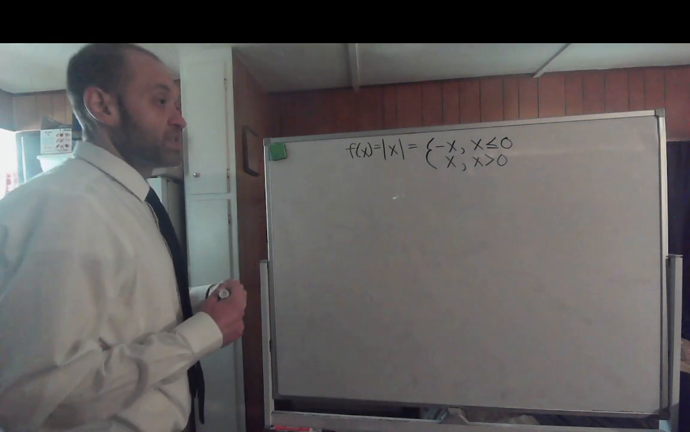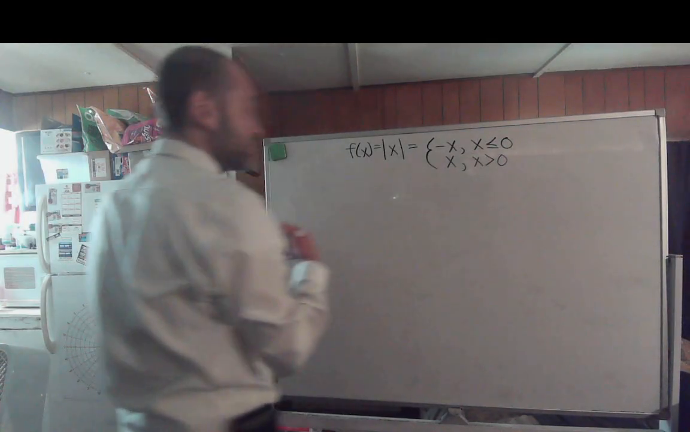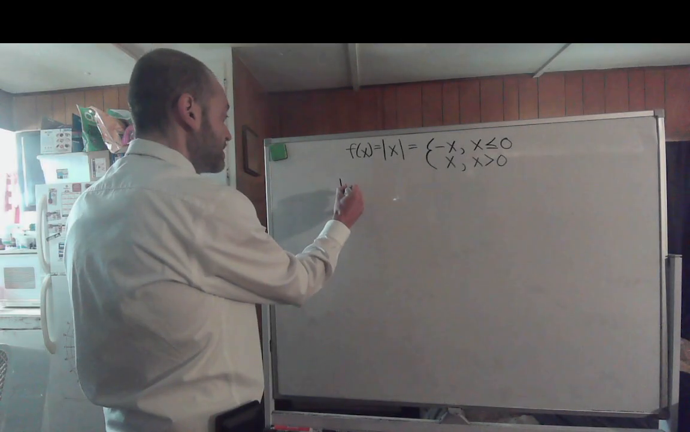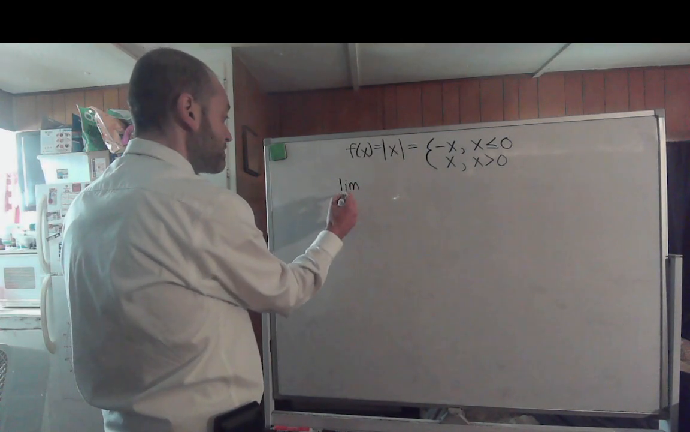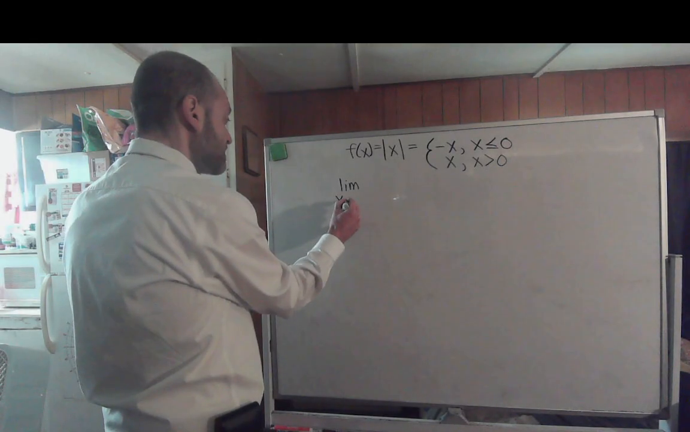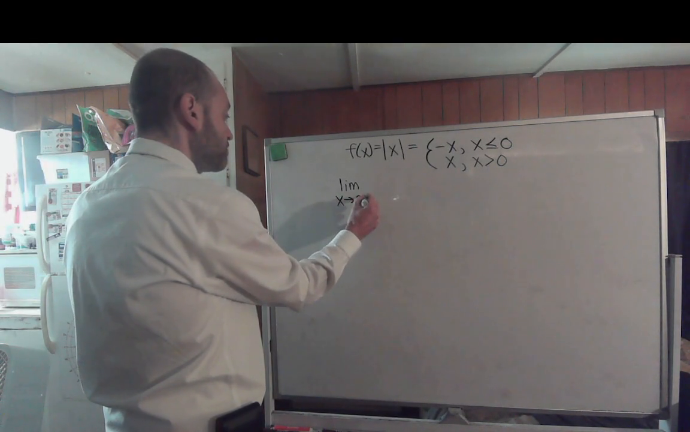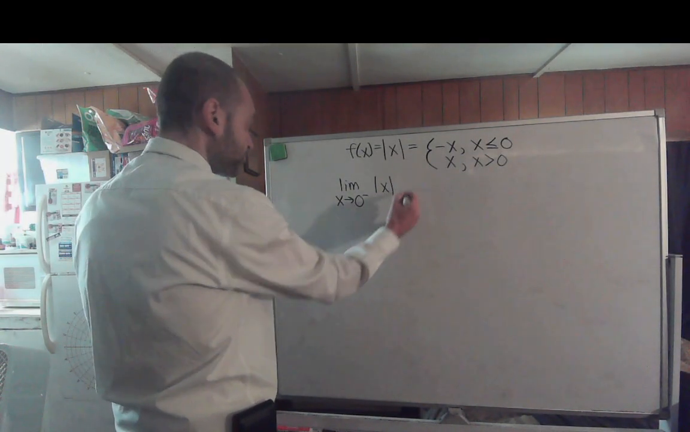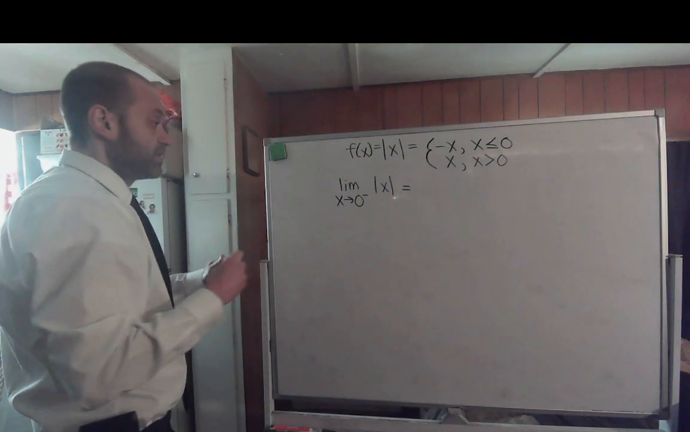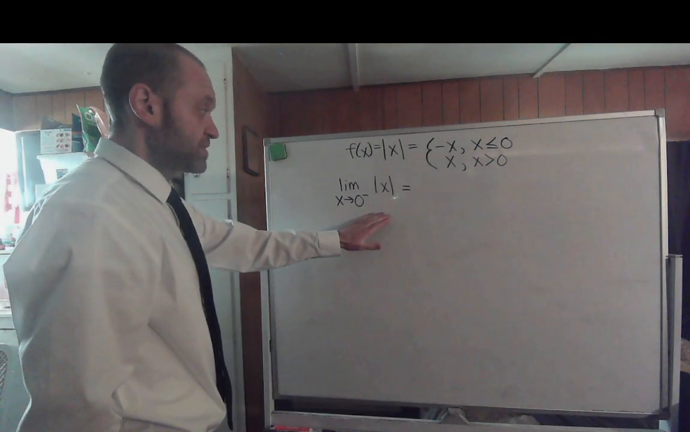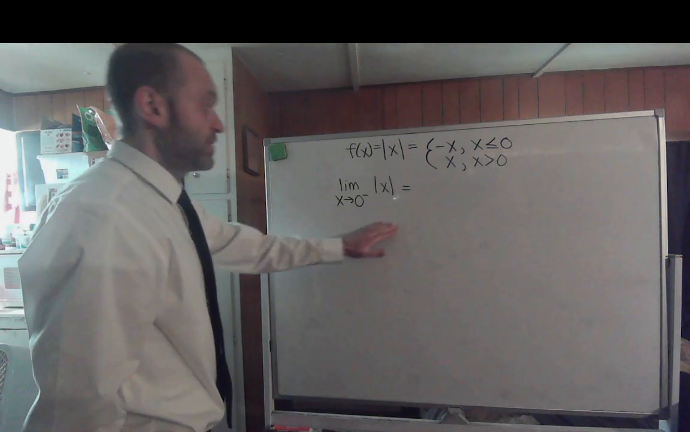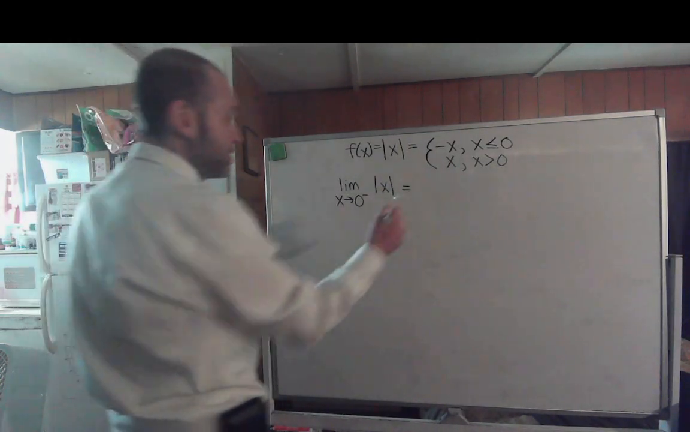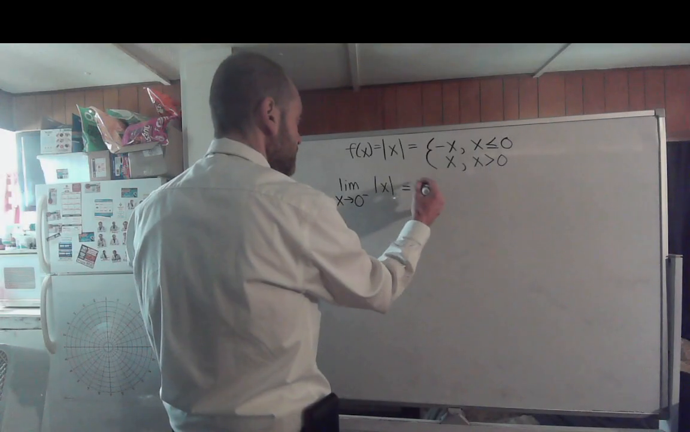So what you're going to do then, less than or equal to 0, that means you're dealing with the left-handed limit. Let's take the left-handed limit as x approaches 0 of the absolute value of x. Well, if you approach 0 from the left of this absolute value function, well, negative of 0 is still 0. We can use direct substitution in this case.